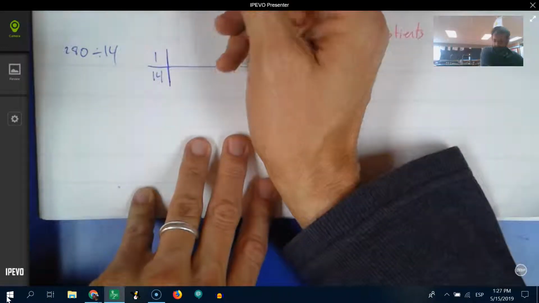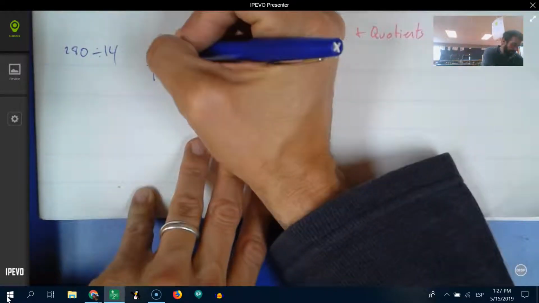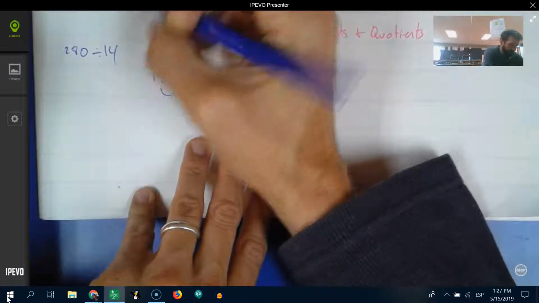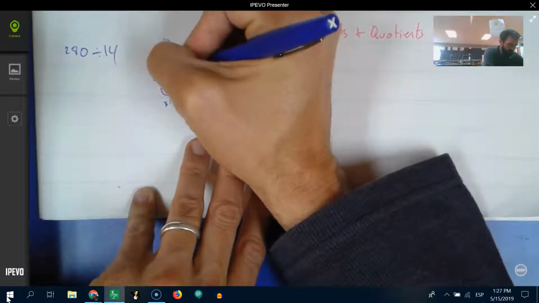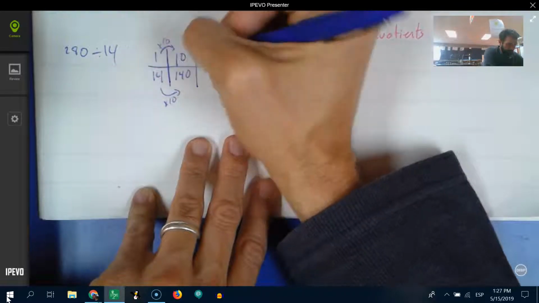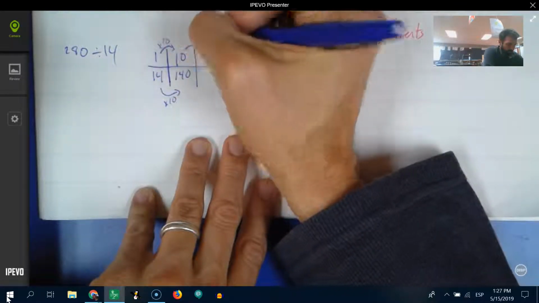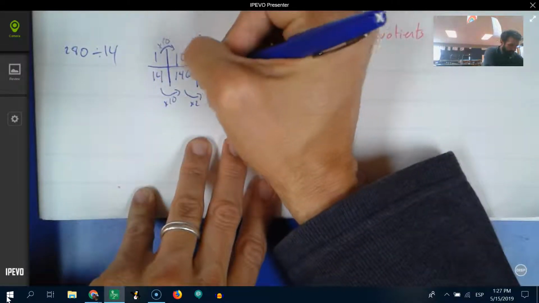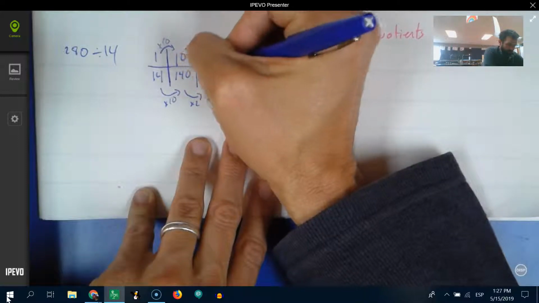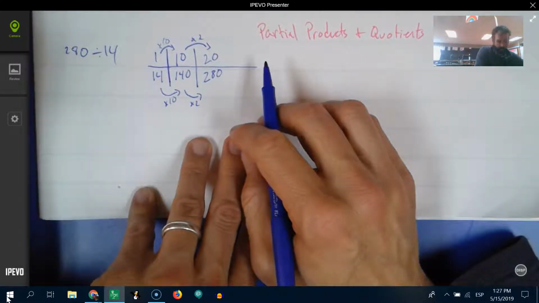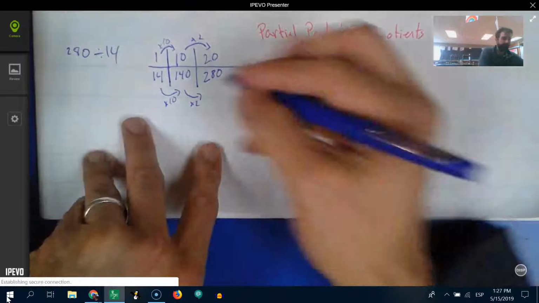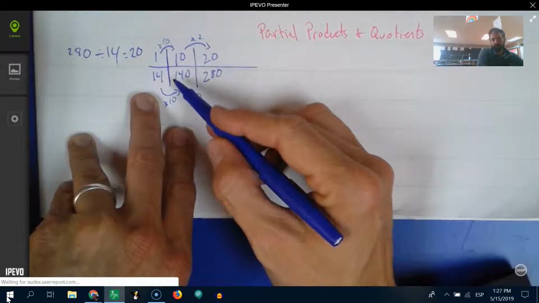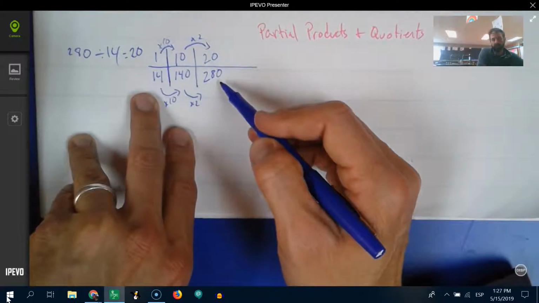Okay, so something I can do here is multiply each by 10. So that gives me 10 and 140. And then I can multiply by 2. And that gives me 20 and 280. So that tells me that 280 divided by 14 equals 20. All right, so these are partial products I'm using to find my actual quotient.